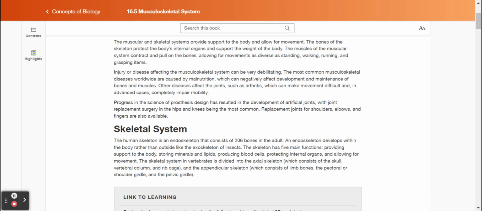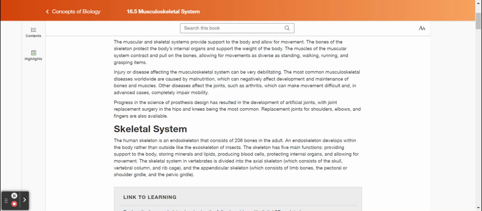The muscles of the muscular system contract and pull on the bones, allowing for movements as diverse as standing, walking, running, and grasping items. Injury or disease affecting the musculoskeletal system can be very debilitating. The most common musculoskeletal diseases worldwide are caused by malnutrition, which can negatively affect development and maintenance of bones and muscle. Other diseases affecting the joints, such as arthritis, can make movement difficult and, in advanced cases, completely impair mobility.